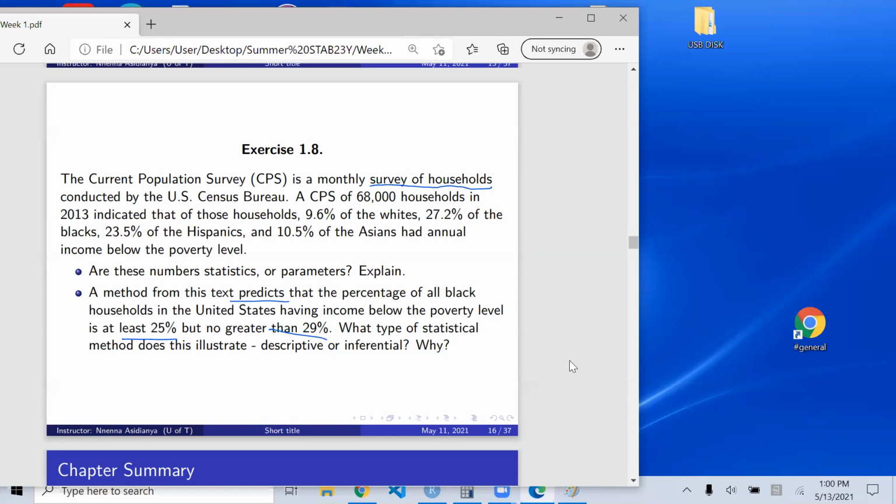Yeah, exactly. So as Emma's saying, there's a margin of error. Hey, you guys are figuring it out early. There's a margin of error here, right? So you can see that it's saying that it's at least 25%, but no greater than 29%. That is a margin of error basis. So this is actually the first demonstration of margin of error, right? Margin of error.